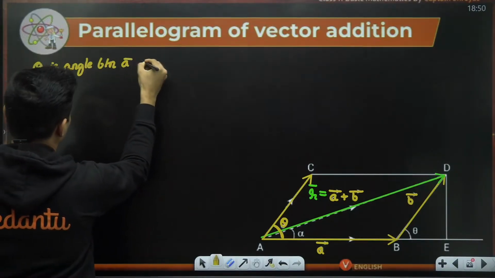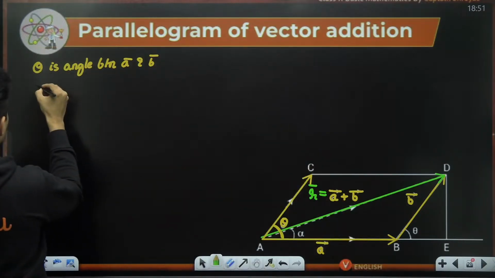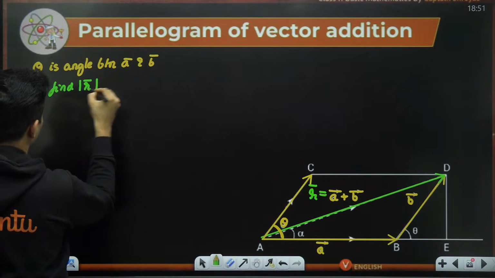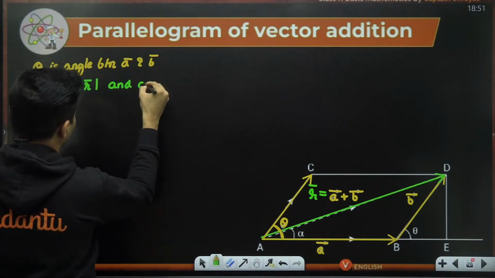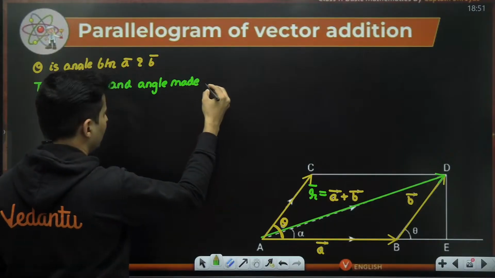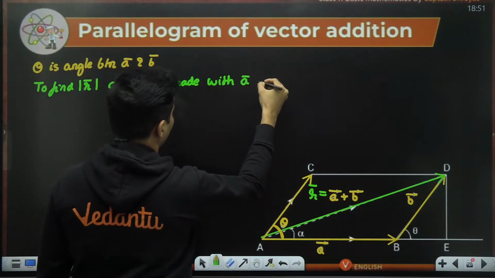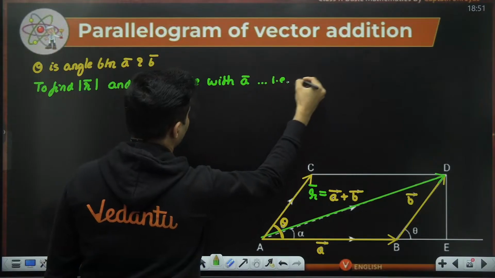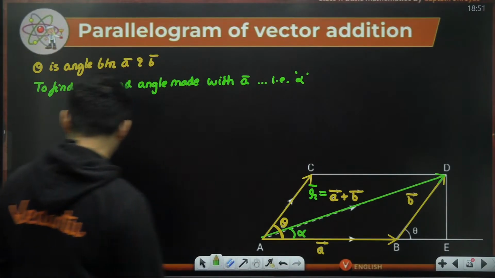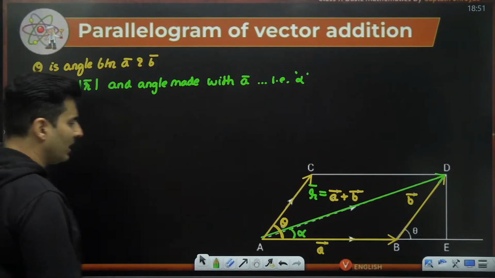So theta is the angle between vector A and vector B, and then we have to find the resultant's magnitude and the angle made with, let's say, vector A, that is basically angle alpha. This is your angle alpha. How do we exactly do this? It's nothing but the Pythagoras theorem that has to be used.